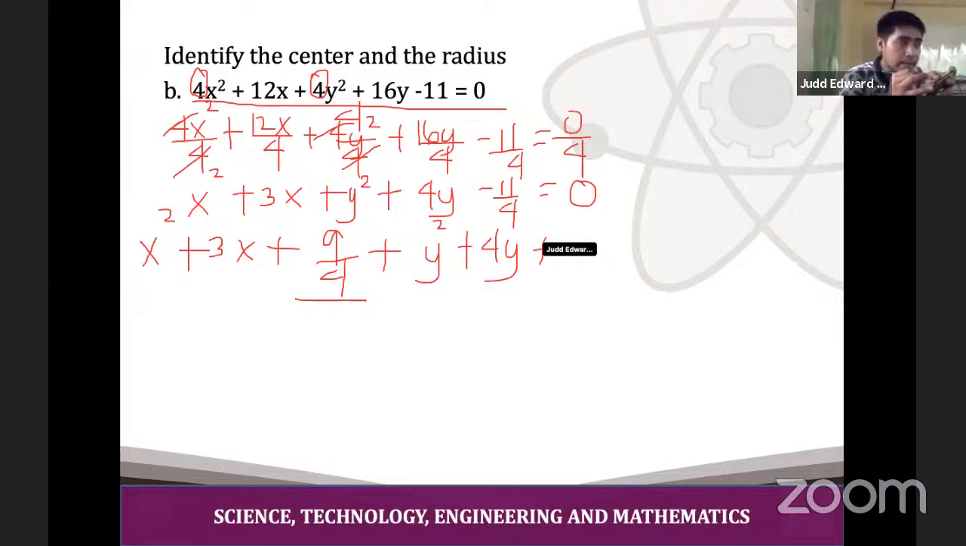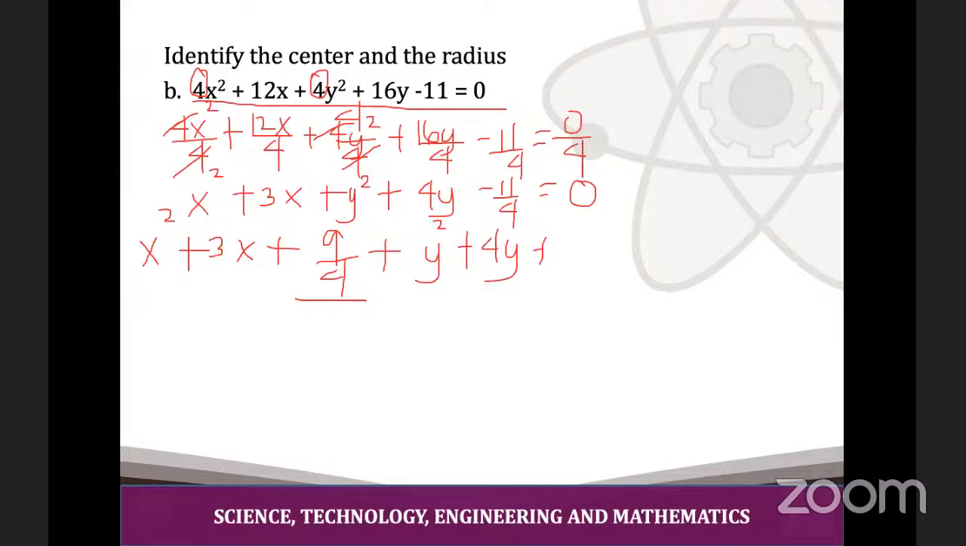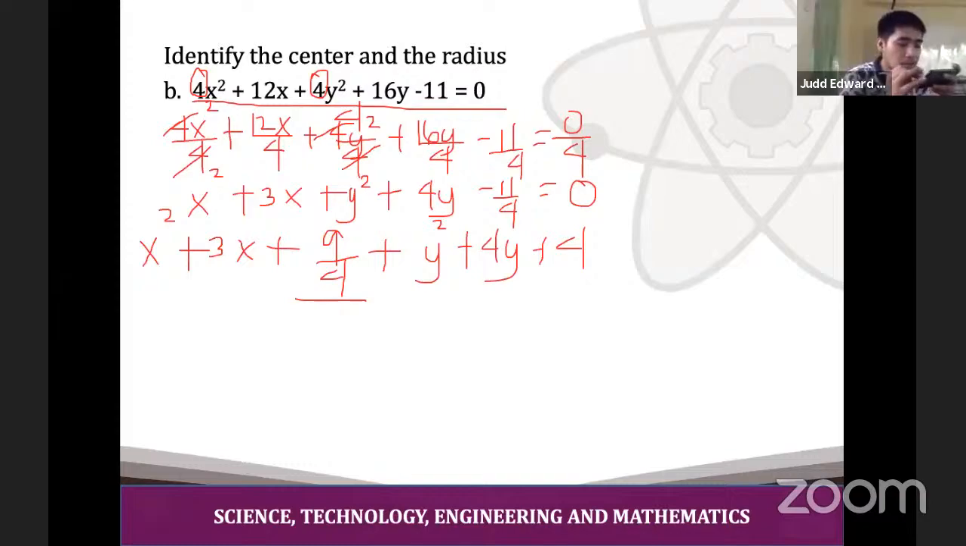What do we add to complete it? 4. Why 4? 4/2 divided by 2 is 2. 2 quantity squared is 4. Okay, that 4 is now equal to, we move the 11/4 to the other side.